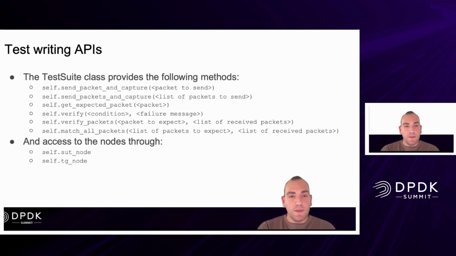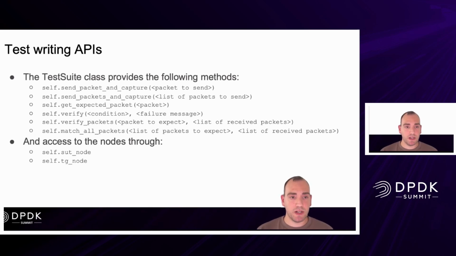Now, there are a few APIs available at the moment. The test suite class, which you inherit to create your test suite, actually has a few which should suit most of the cases. We have send packet capture, which the only thing that it does is that you provide the packet that you want to send to DPDK, and then on the other end, the traffic generator is going to capture all the packets it listens on its RX port. So basically what DPDK will forward back.